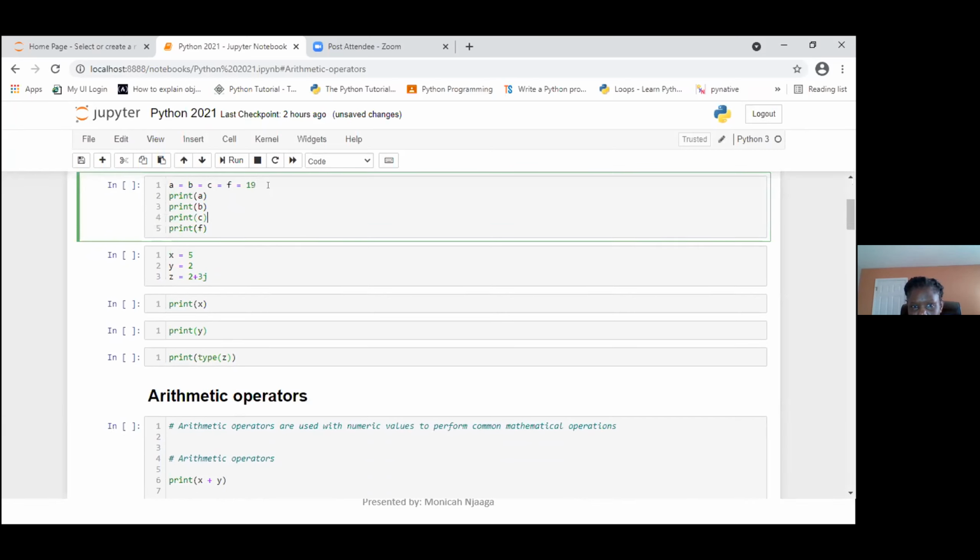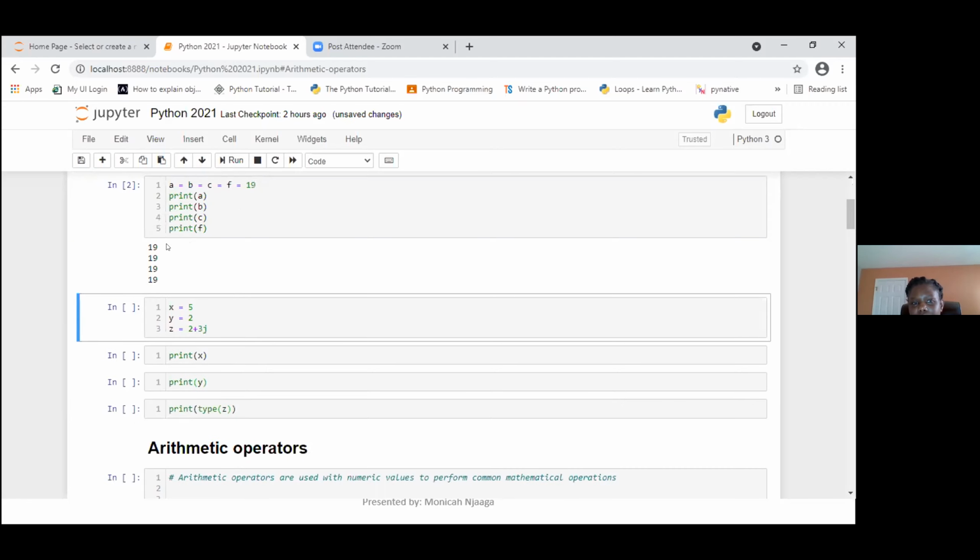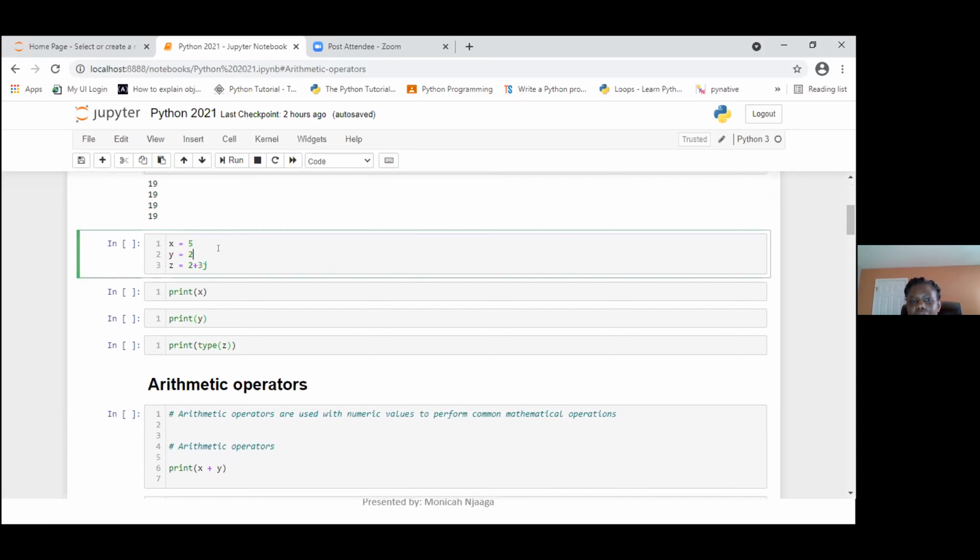So moving along, this is just a description of the tips and tricks that I mentioned. If you know all these variables are going to have the value of 19, why don't you just assign them at the same time? As you can see, when I run this, it prints all of them as 19 because that's the value you've assigned. And the other thing that we said is about the kind of numeric values that are allowed to be stored as variables: we can have whole numbers.